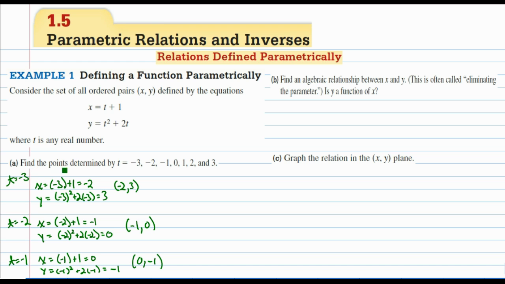In part A, find the points determined by t equals -3, -2, etc. So all you have to do is plug in those values. So for example, t equals -3. I'm going to plug in -3 for t, which gives me my x value and my y value. I could do that for all of these, but you get the idea. It's plugging in the t value, and then out comes an x and a y value. I'm also going to jump ahead to part C.